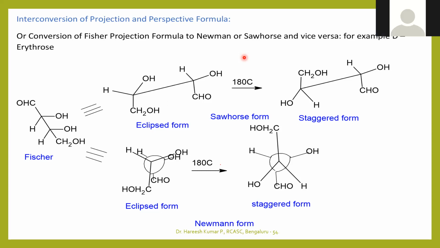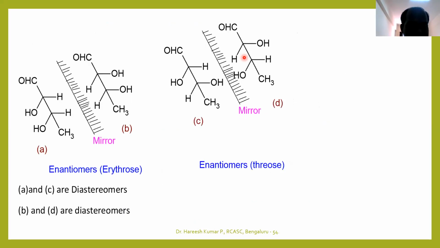Yes, sir. Right. So if you want to take CHO as the front carbon atom, you write the forms of Sawhorse as well as Newman projection formula, and you can send it to me. I will check that. Okay, sir. Right. So with this, I will go to the next slide.